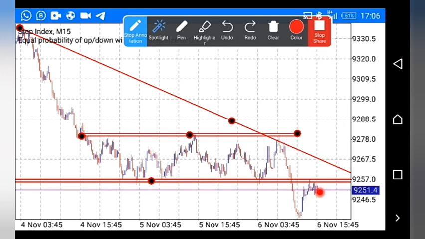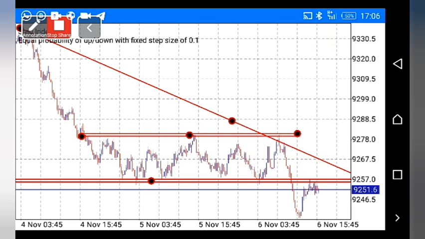So what I do, after I've seen this kind of formation, this kind of setup, and after putting my trend lines, I've known that this is a downtrend, I've gotten my support, and I've gotten my resistance. The next thing I do, guys, is that I go down to the lower time frame. I'm now targeting my entry point.